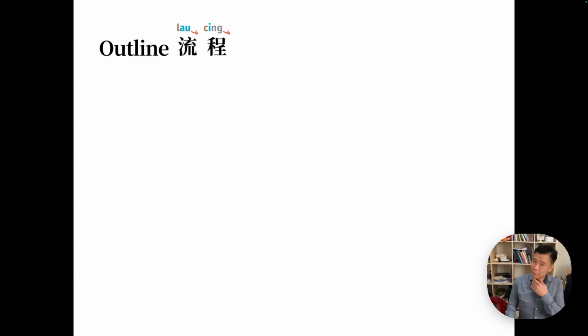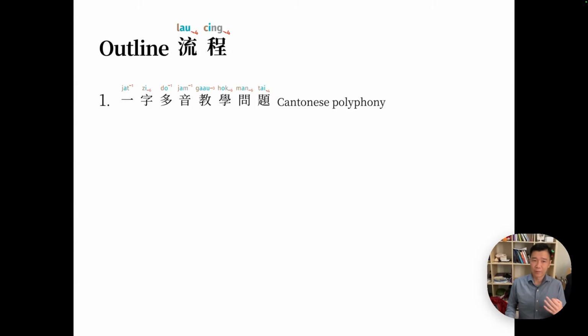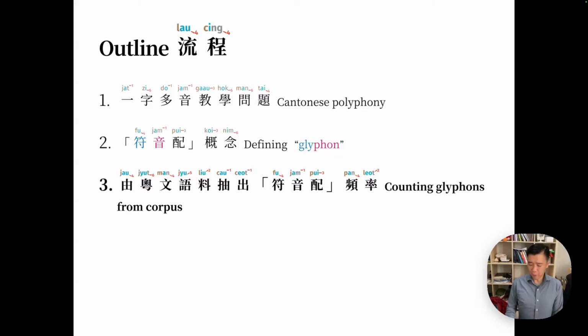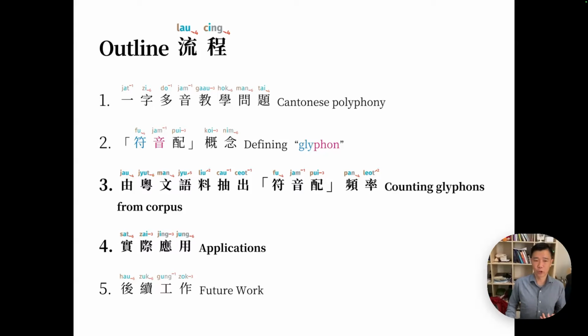What we're going to be talking about today is why we need to invent this glyphon concept, and what a glyphon is. The main part of the talk is going to be about how we count glyphons from a corpus. So if we want to find out what glyphons are most commonly used in Cantonese, how will we do that? If we can find that, what can we use it for? And finally, some future work that, interestingly, I'm not going to do.